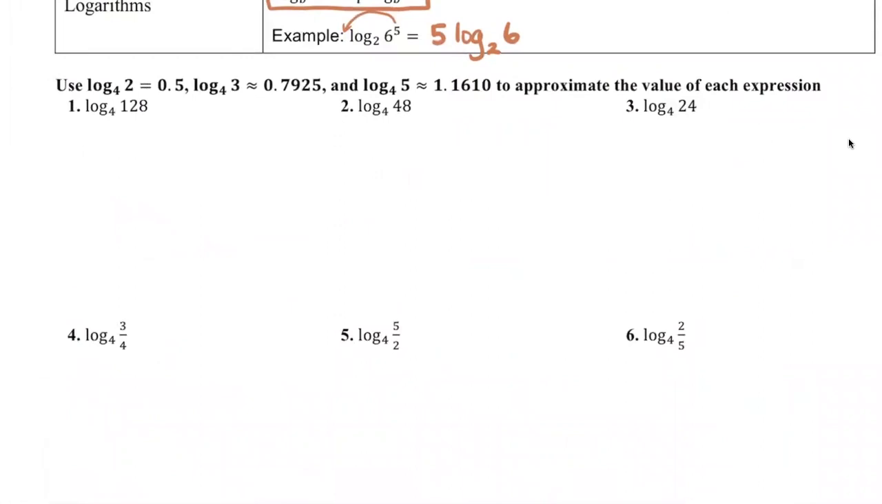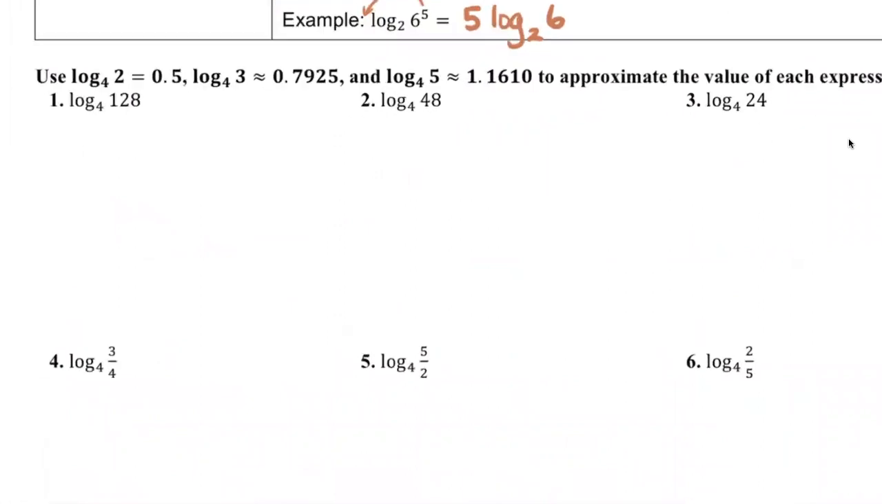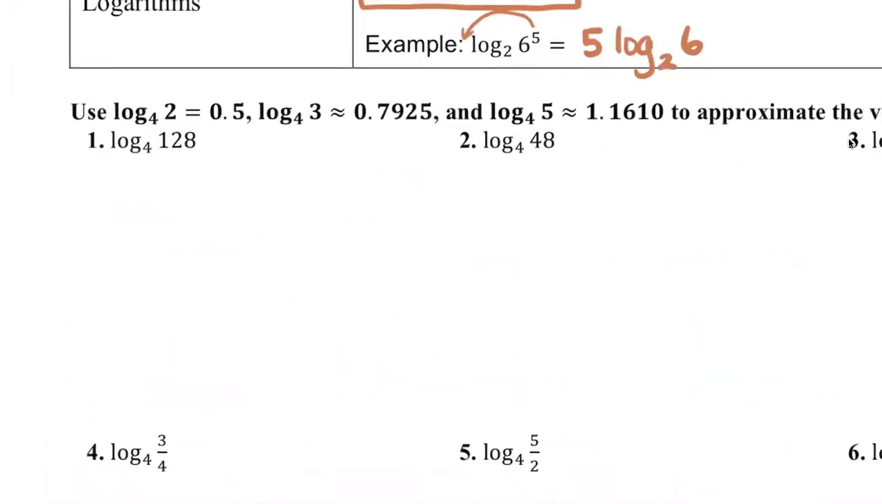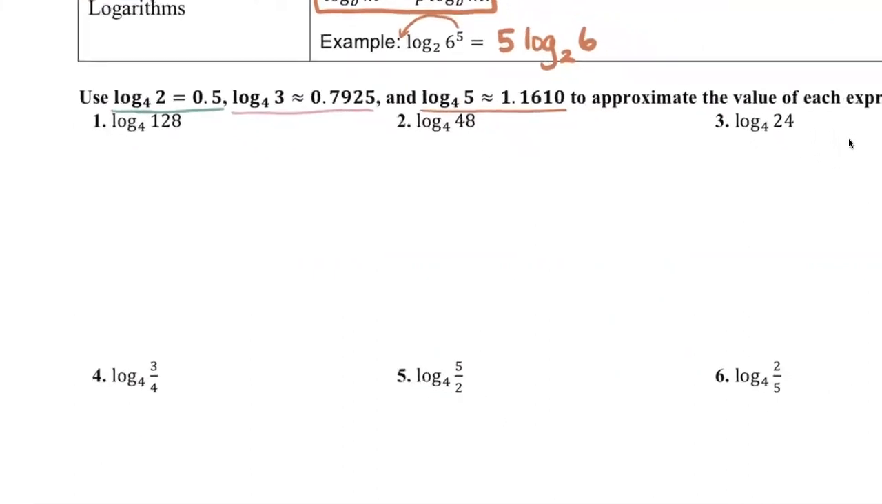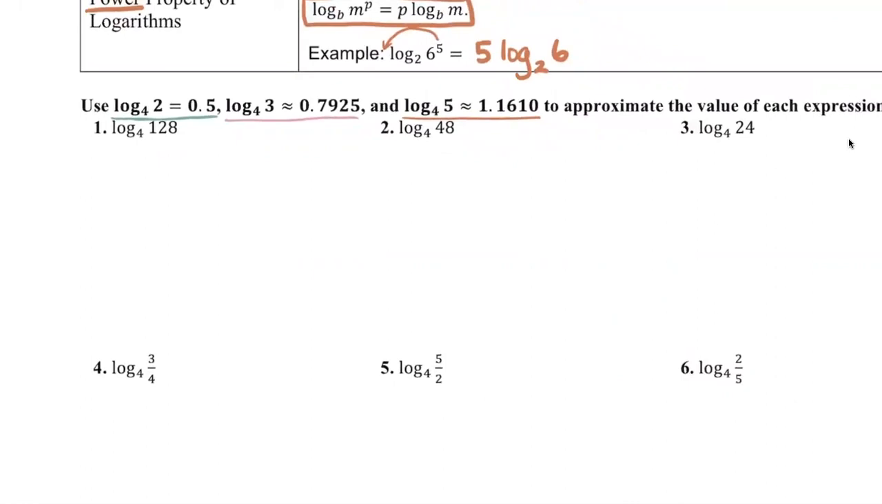So what's happening is they give us some of these values, all right? They give us that log base 4 of 2 is equal to 0.5. They give us that log base 4 of 3 is this decimal. And they give us that log base 4 of 5 is this decimal. And we want to use those values to approximate these 6 that they give us, assuming we don't have a calculator. Okay, so let's see what we can do.